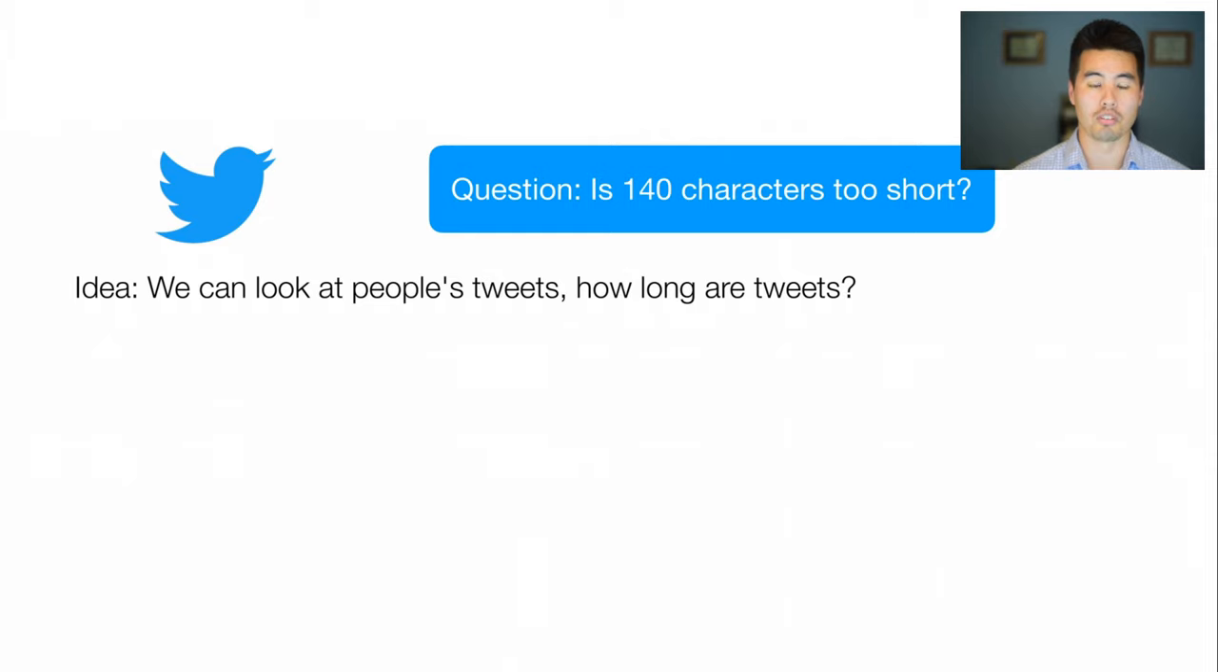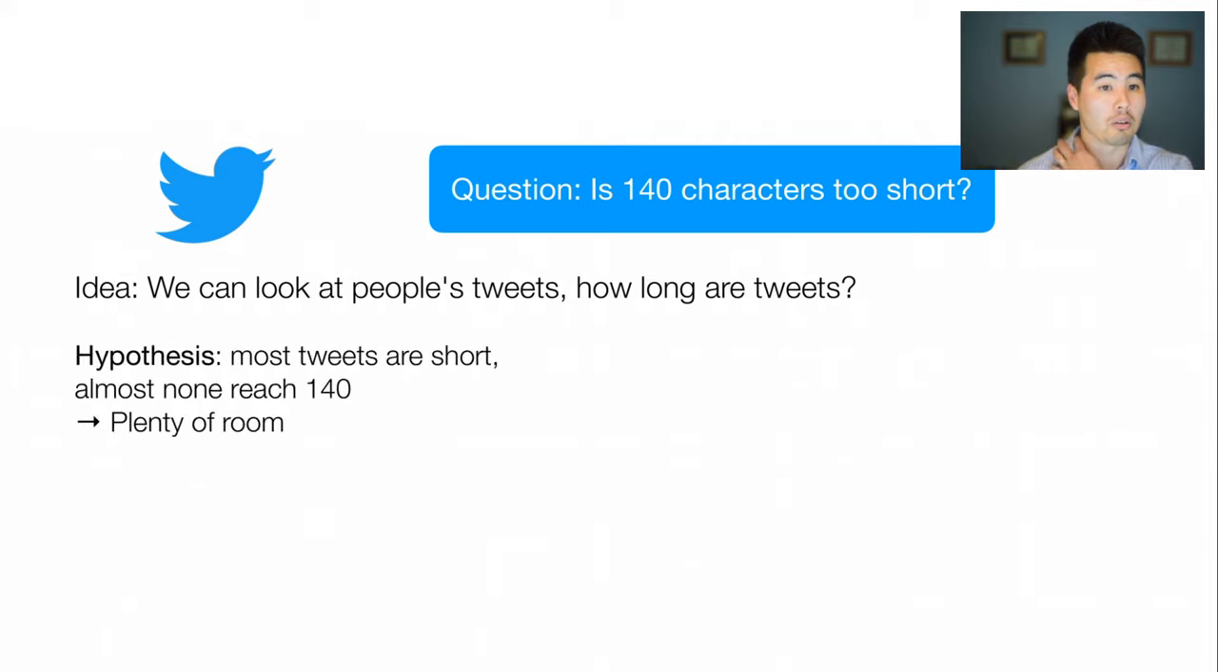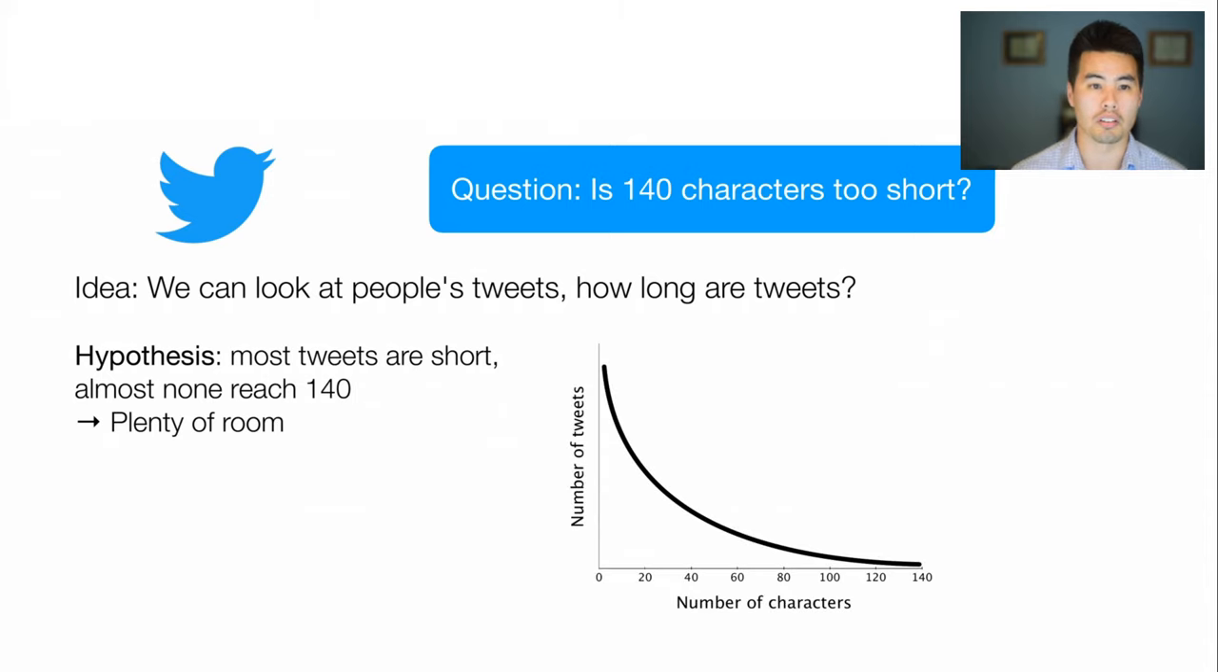One maybe straightforward thing to ask is, how long are people's tweets? That's something that we have a lot of data about. And bringing this back into the scientific method, as we talked about earlier, we should have a null hypothesis and an experimental hypothesis. So our null hypothesis here is that if tweets are too short, then people will have plenty of room to get all of their messages in, and no one will be bumping up against the character limit.